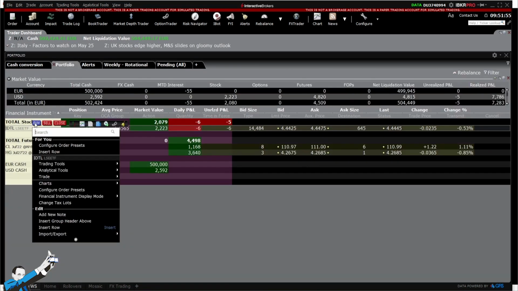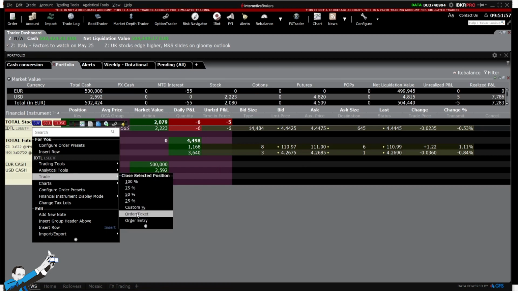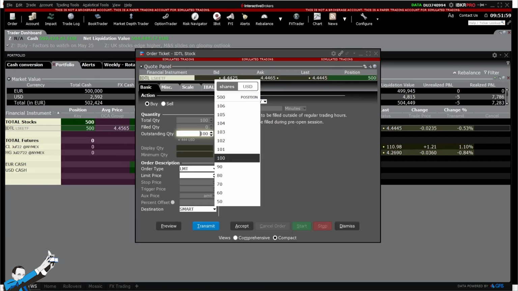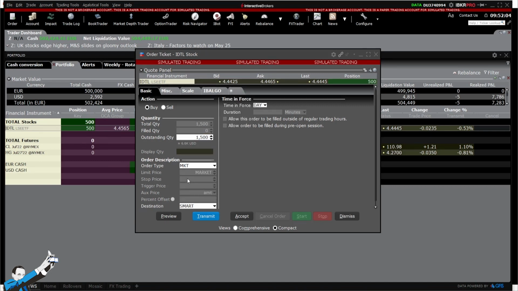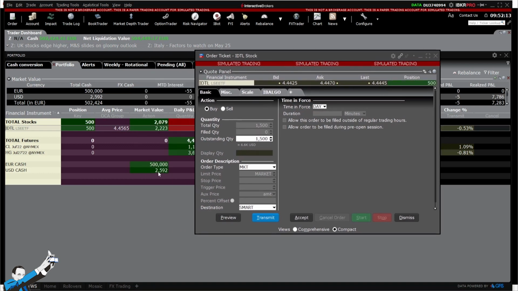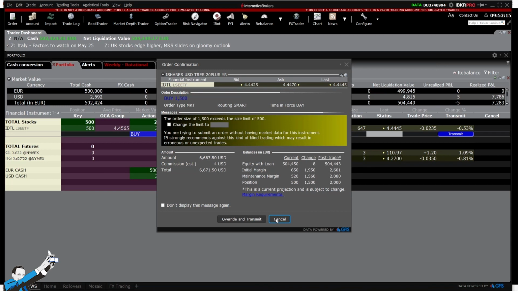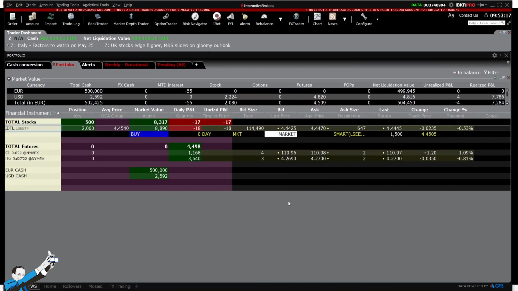So we'll go to the order ticket and buy 1,500 more stocks. Let's use a market order. Okay, perfect. It'll be approximately $6,600. But we don't have that amount. We only have $2,500. So we'll transmit the order. And here our market value will be $8,890, and we'll have a debt of $4,088. Now, Interactive Brokers allows us to do this.